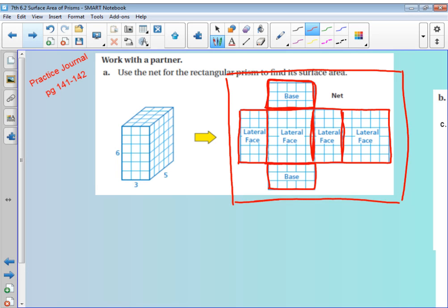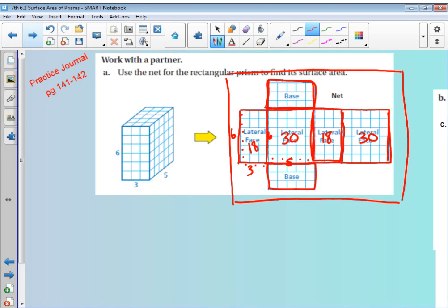So here, if I look on my net, I've got 1, 2, 3, 4, 5, 6 by 1, 2, 3 blocks. So the area of that piece would be 18 units. Then when I look at my next piece of my lateral face, I'm still 6 high here, and then 1, 2, 3, 4, 5 wide. So 6 times 5 would give me 30 for that area. Now, the thing that hopefully you will understand is that when you work with prisms, you have opposite sides that are exactly the same. So you'll notice here I'm 6 by 3, so this is also 18. And this is 6 by 5, so this is also 30.